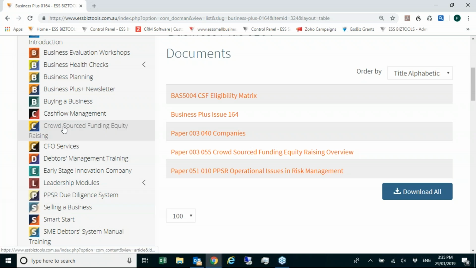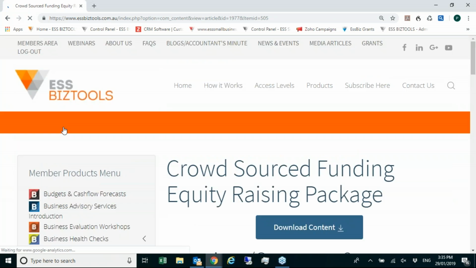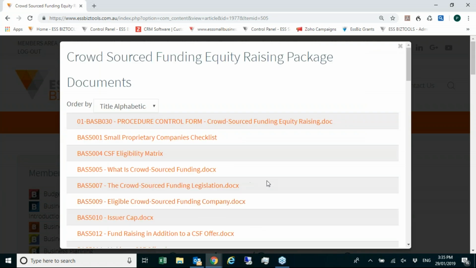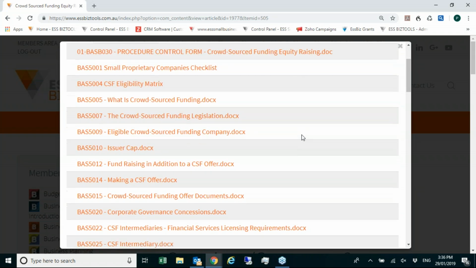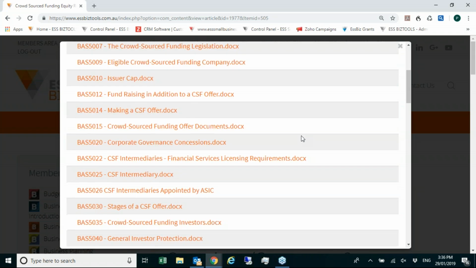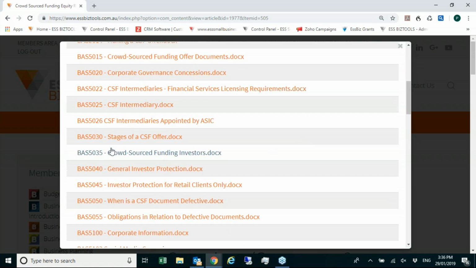Crowdsource funding, we might just go to there. You'll see this, John. I don't know whether Jenna and Jacqueline have. No, they haven't. Okay, so I'm showing you this now as an example of one of our product packages, because I want to move into government grants as well. So this is a list of what's in the crowdsource funding product package. So there's a whole range of materials.